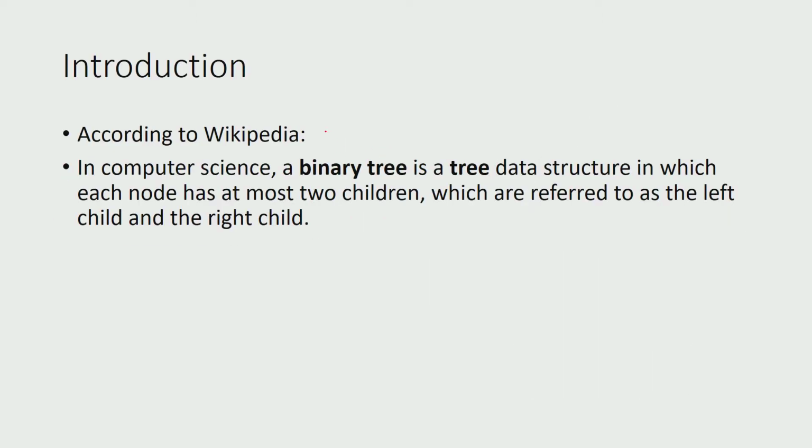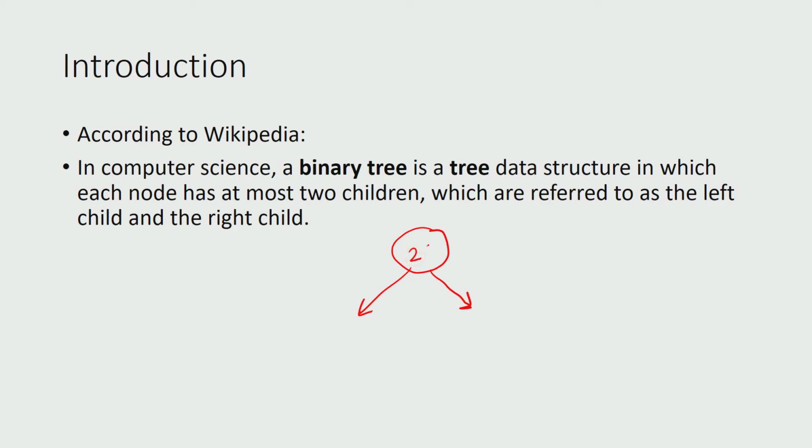I've just copied the definition from Wikipedia. If you Google search binary tree, this is what you get. In computer science, a binary tree is a tree data structure in which each node has at most two children, which are referred to as the left child and the right child. So there will be a node, and corresponding to each node there will be a left child and a right child. Now what does that mean?